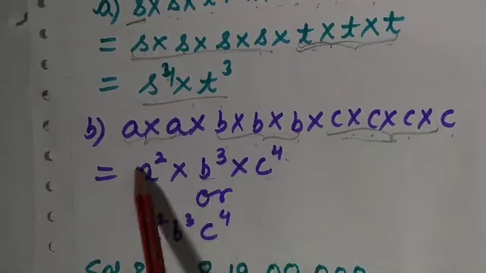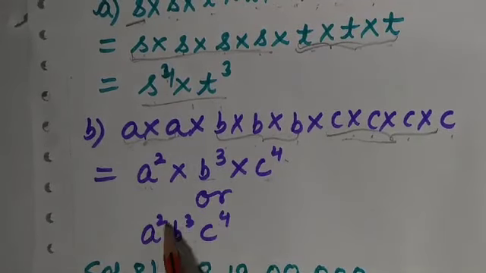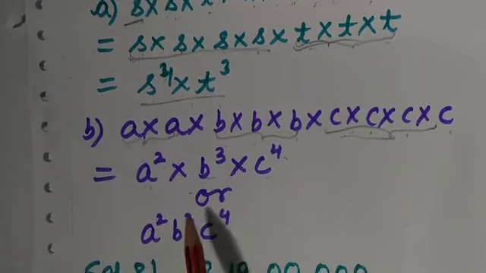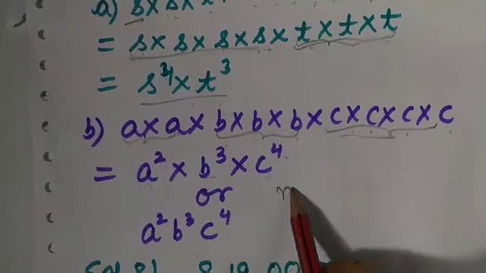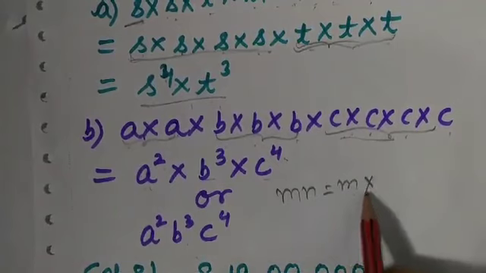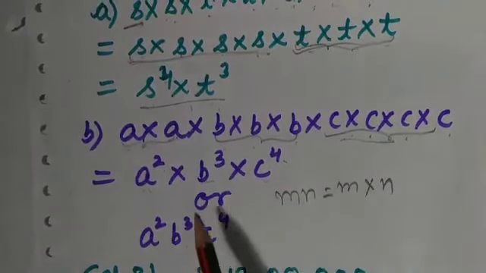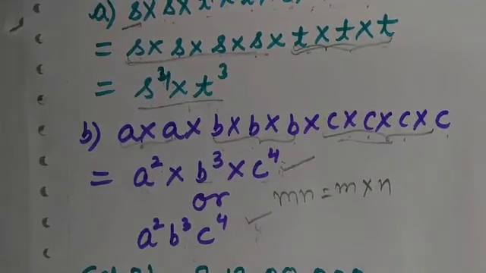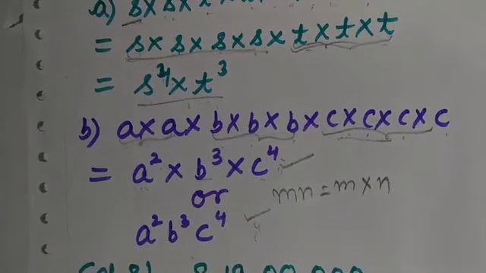Now this expression can be written as a square b cube c raised to the power 4 because they both are same. m into n can be written as mn. So these two statements are the same thing. Now come to question number 8.